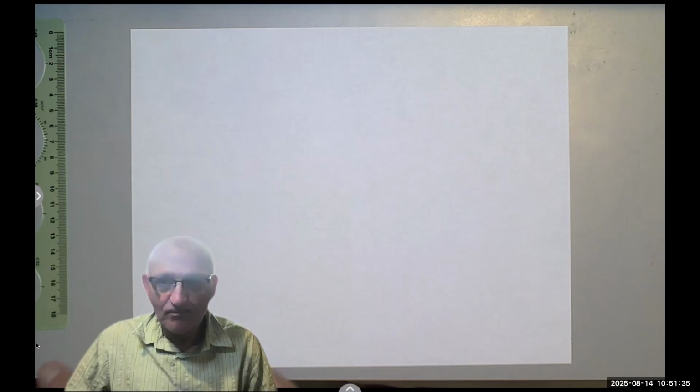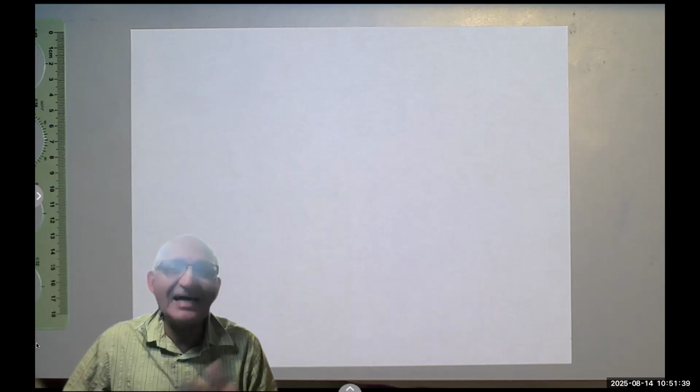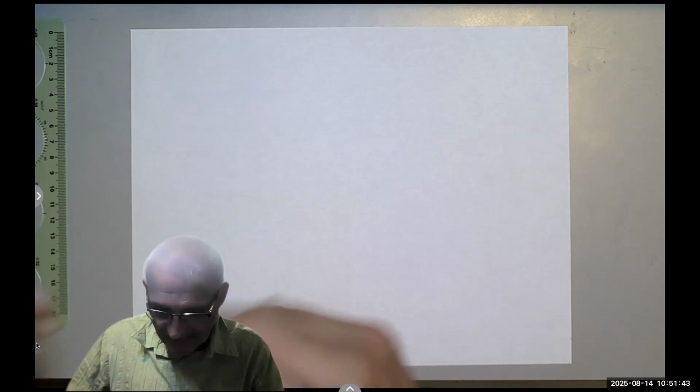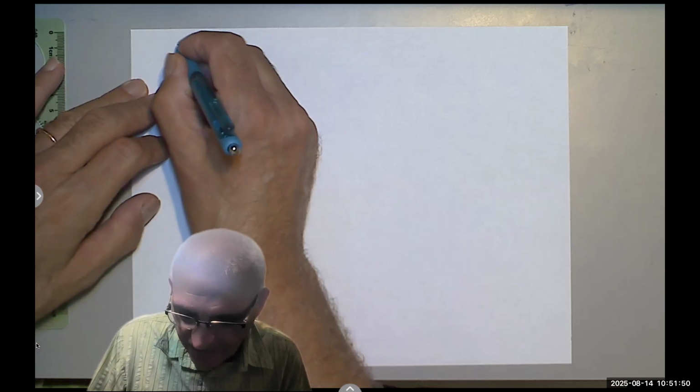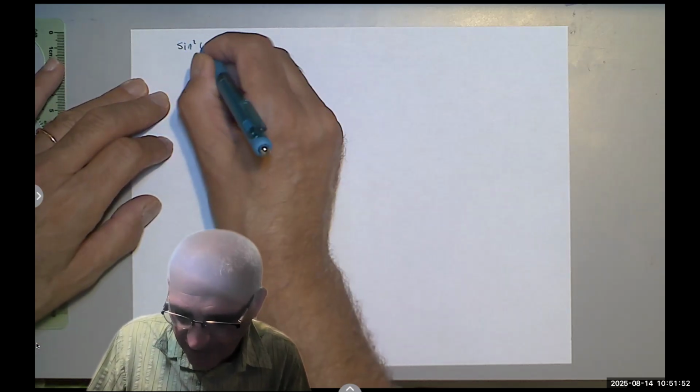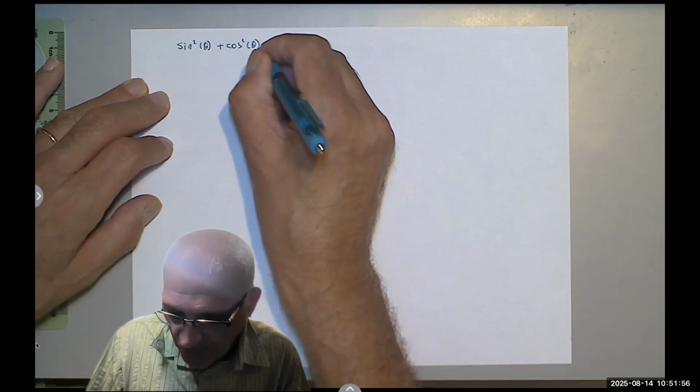So, simplifying expressions. Before we start, let's recap what identities we learned, and maybe I will add something that would help us today to that. Of course, the most famous one is sine square of theta plus cosine square of theta equals 1.